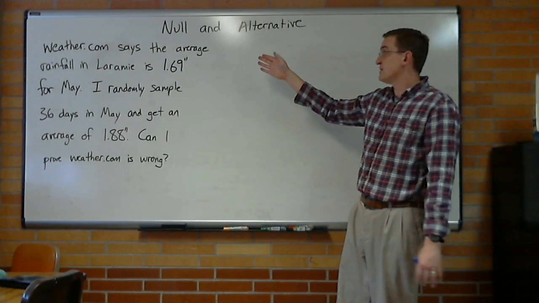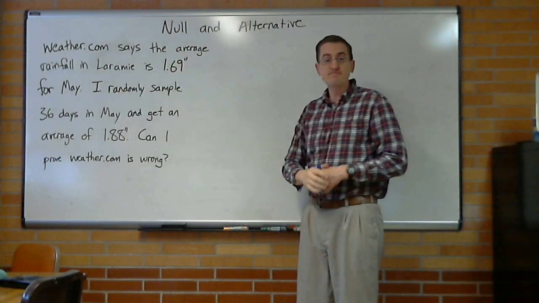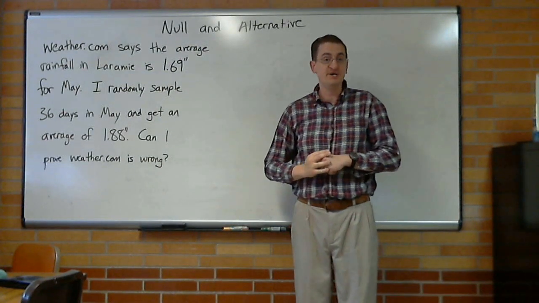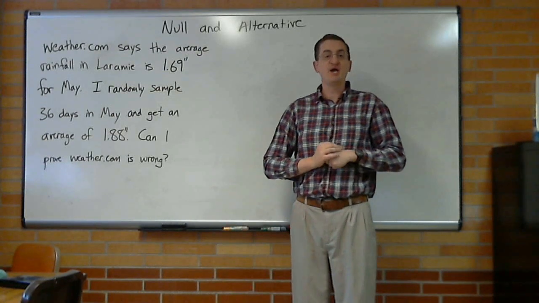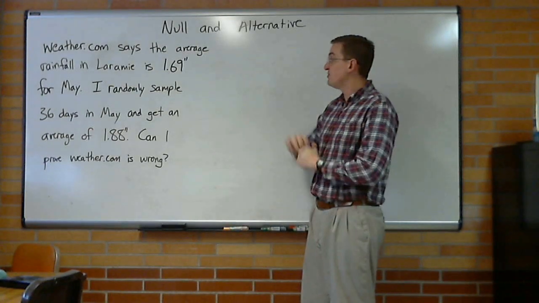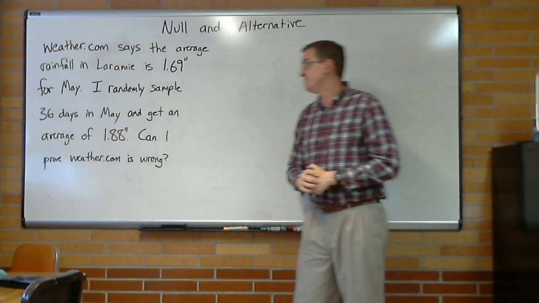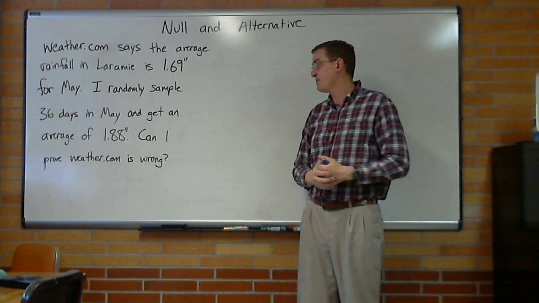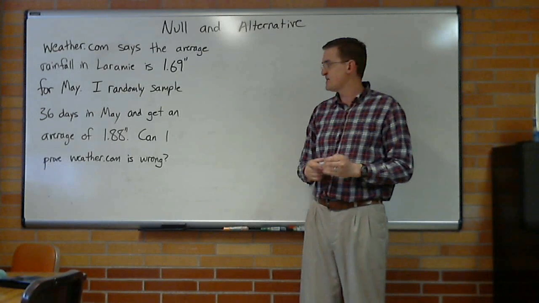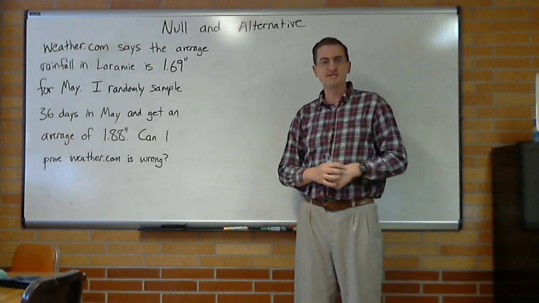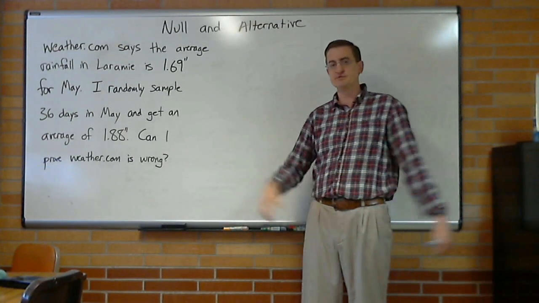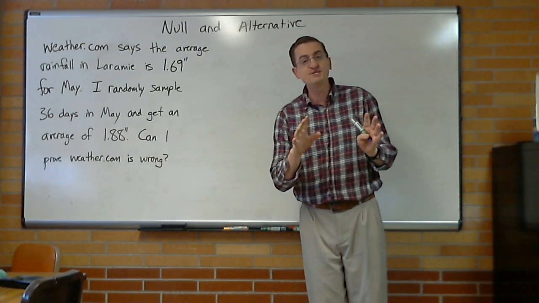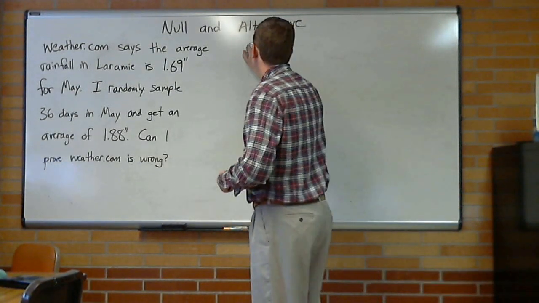Let's do an example. I just went to weather.com. It says in Laramie for May, the average is supposed to be 1.69 inches of rain. It seems like it has rained an awful lot lately. So if I randomly sample 36 days in May and I get an average of 1.88 inches, can I prove the weather.com is wrong? I'm missing a standard deviation. It should have a final sentence saying assume sigma equals 2 or something like that to actually do a hypothesis test. But we just want to practice the null and alternative.